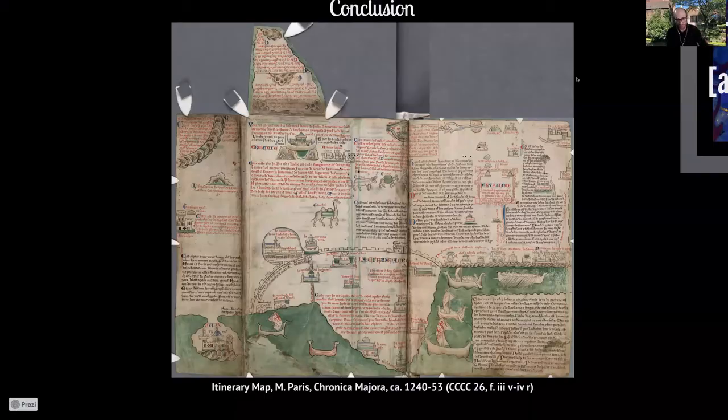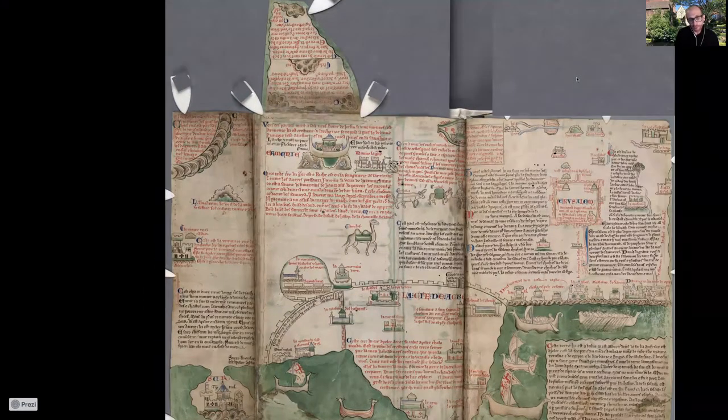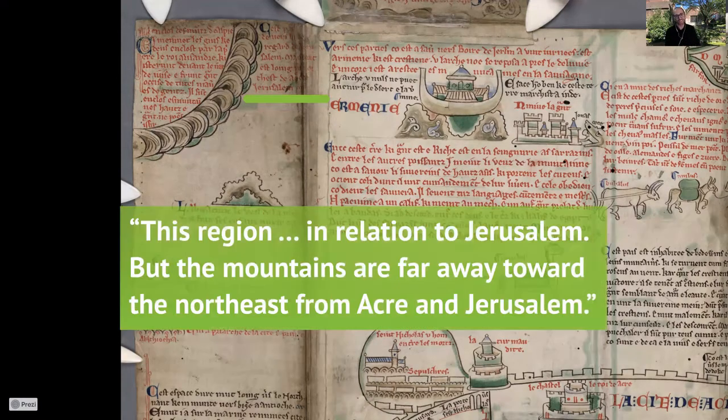And so I conclude. On Matthew Paris's first map of the Holy Land, just outside the walls holding back for now Gog and Magog, there is a now fragmentary inscription. The red text fades away at the point where the added flap of vellum is heavily creased, owing to having spent the better part of 7.5 centuries folded up with the flap tucked back into the codex. As reconstructed, it reads, "This region in relation to Jerusalem, but the mountains are far away toward the northeast from Acre and Jerusalem."